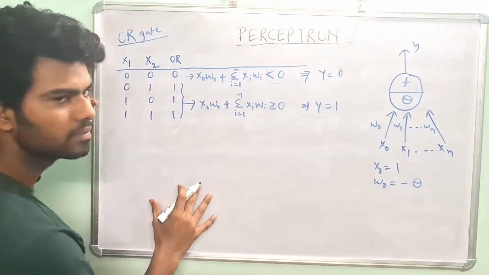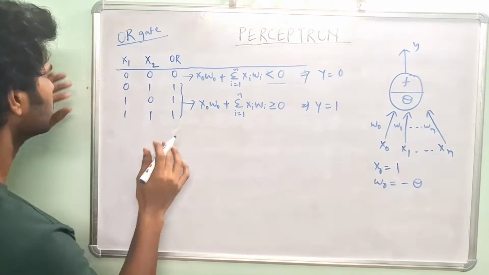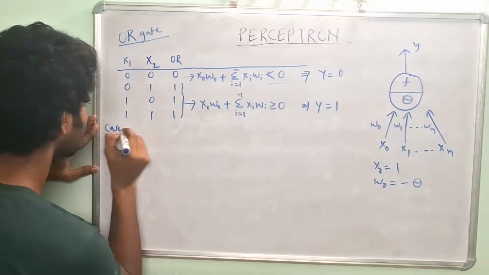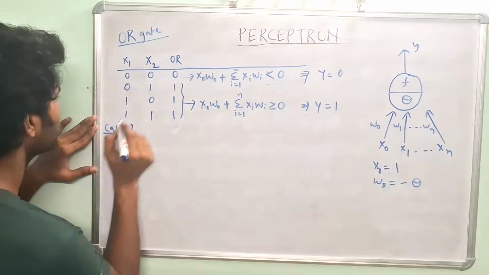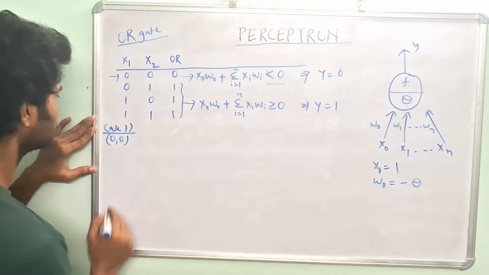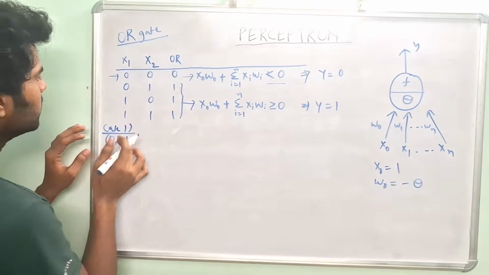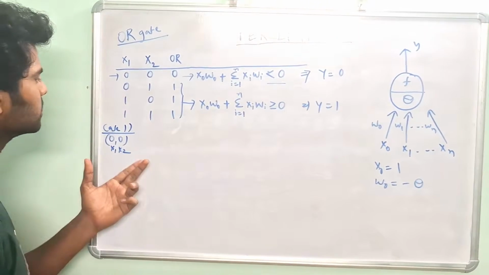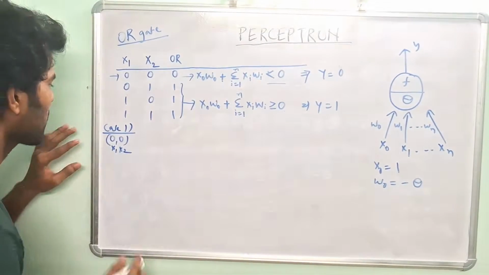So now I am solving this equation in four cases. First case 1, I am using the input 0 comma 0. I am substituting these x1 x2 values in this equation in the first case.